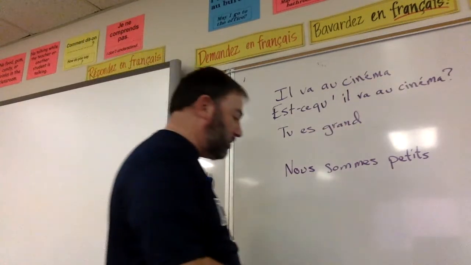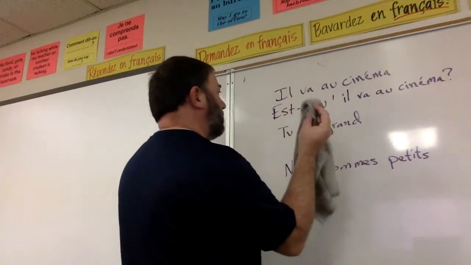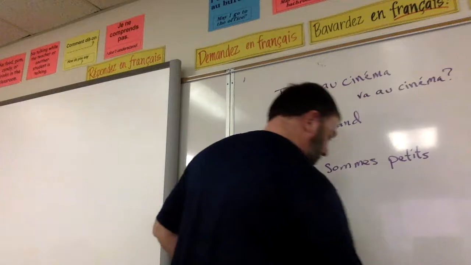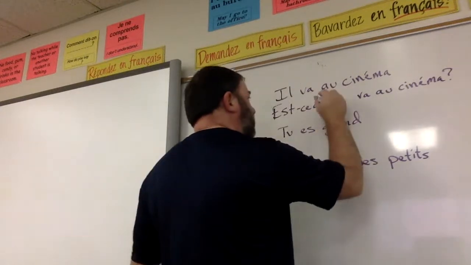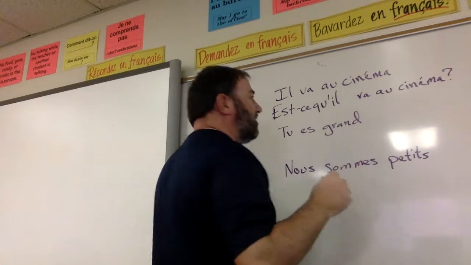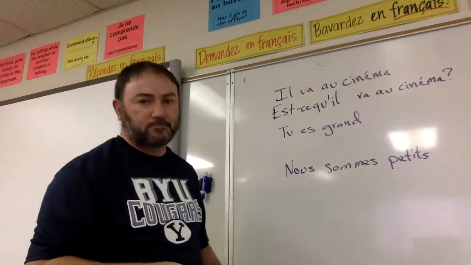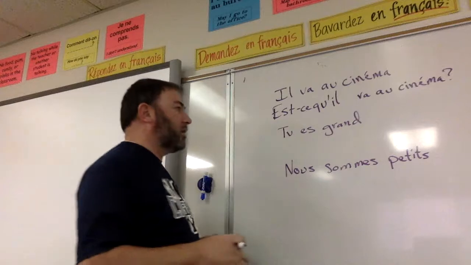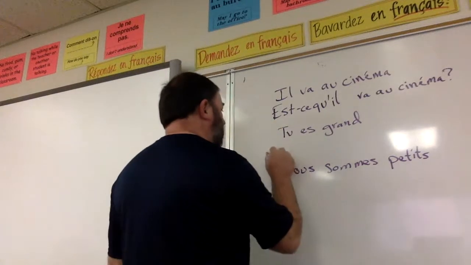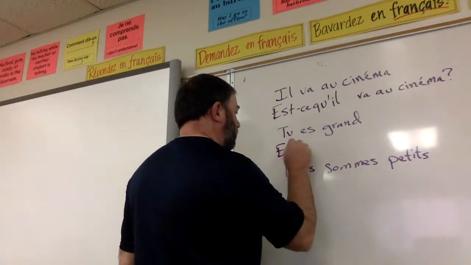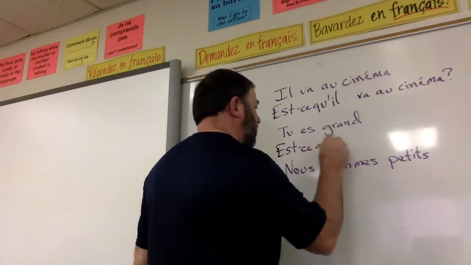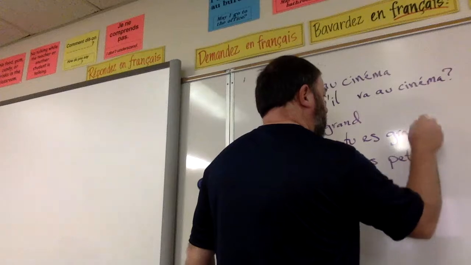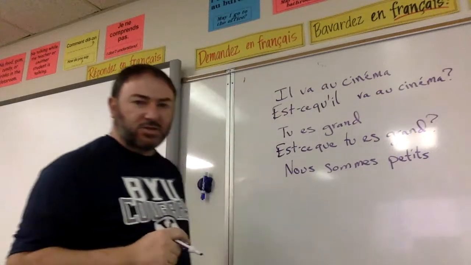So normally this is going to be a lot closer. So let me write it a little bit closer, because you're making a conjunction out of these two. So it's est-ce qu'il va au cinéma. Let's do our next one. Tu es grand, put est-ce que in front of it. Est-ce que tu es grand? Now it's a question.